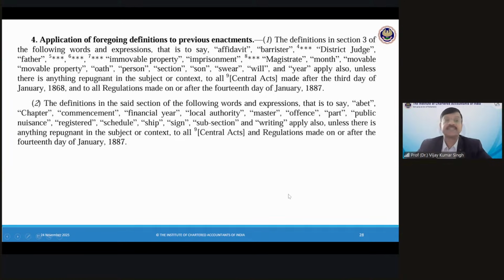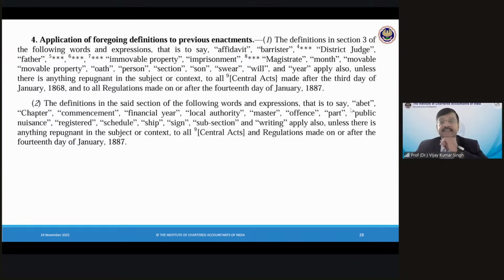Section 4. Section 4 talks about certain terms which used to be there in previous enactments and how they will apply to different situations. That has been talked about in section 4.